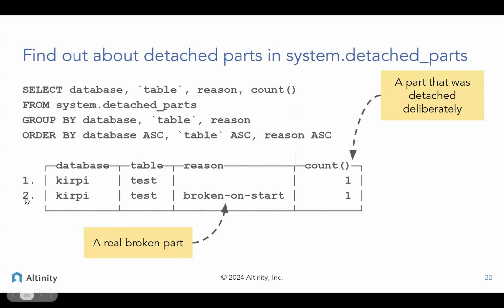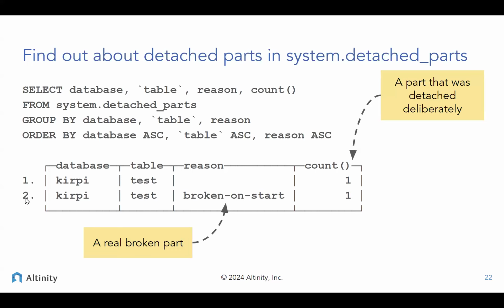So let's dig into this a little further. The first thing is that if you have parts that are having problems, they usually end up in detached parts. ClickHouse, for example, will let you detach parts yourself, but if it detects on startup that a part is broken, for example, the checksums don't match, it's going to detach it for you. And this is an example of where we find that data. We can see that for ourselves. We can select from system.detached_parts.